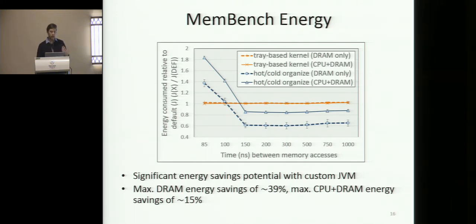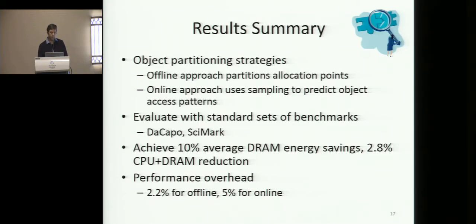This is because in the hot-cold organized configuration, the hot objects are all co-located on a single DIMM, and the other DIMMs, which are filled with objects that are not accessed very frequently, are able to power down much more often. So at a maximum, we achieve about 39% DRAM energy savings. And we find that there's no significant change to the amount of CPU energy consumed, so when we consider both CPU and DRAM, we get a maximum combined energy reduction of about 15% with this workload.